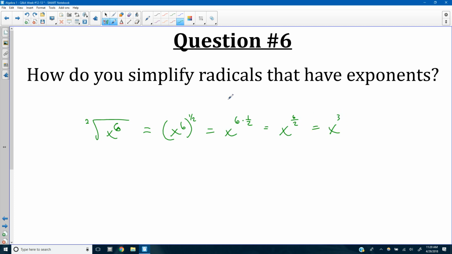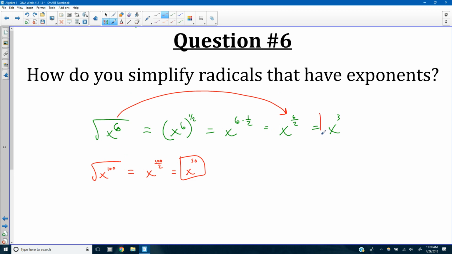You don't have to do all those steps, but what you probably want to know is that this right here is the same thing as this right here. When you take the square root of a value, you divide the exponent by 2. That means that the square root of x to the 100th power is x to the 100 divided by 2, which is x to the 50th. That is for even exponents.